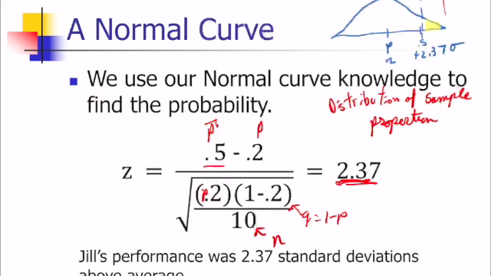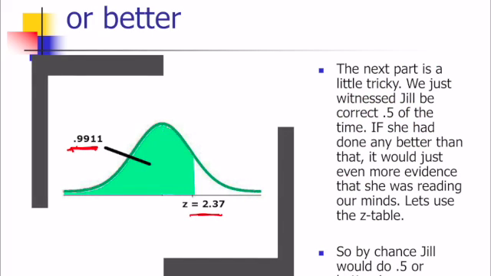So let's take a look at this. We go to our Z table, and that's going to tell me the area on this side of my graph. So I looked this up in a Z table. My z-score 2.37 is related to the area of 0.9911. Okay. The next part's a little more tricky. We just witnessed Jill be correct 0.5 or 50% of the time. If she had done any better than that, it would just be even more evidence that she was reading our minds.